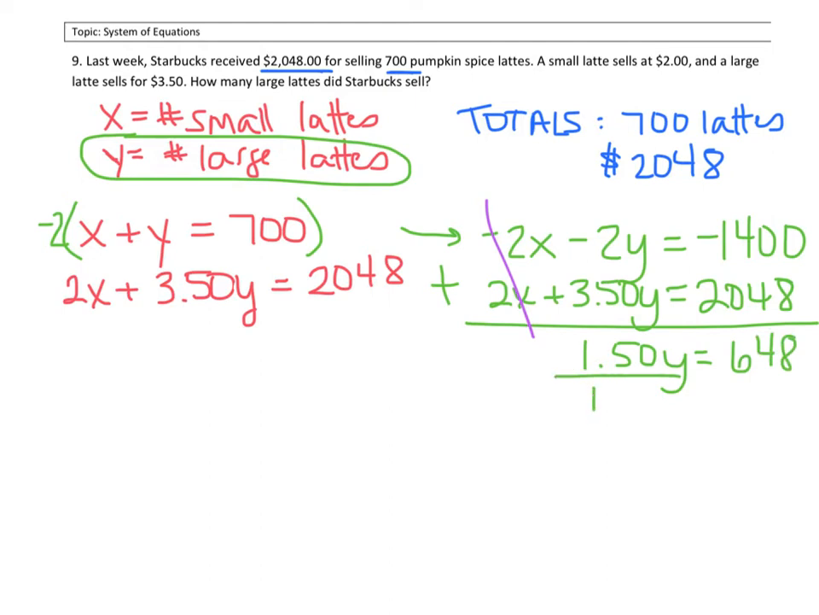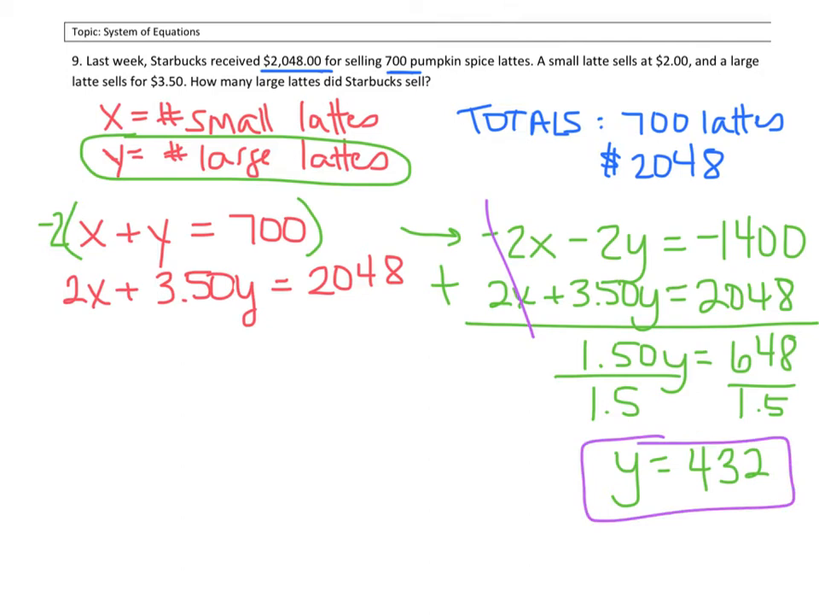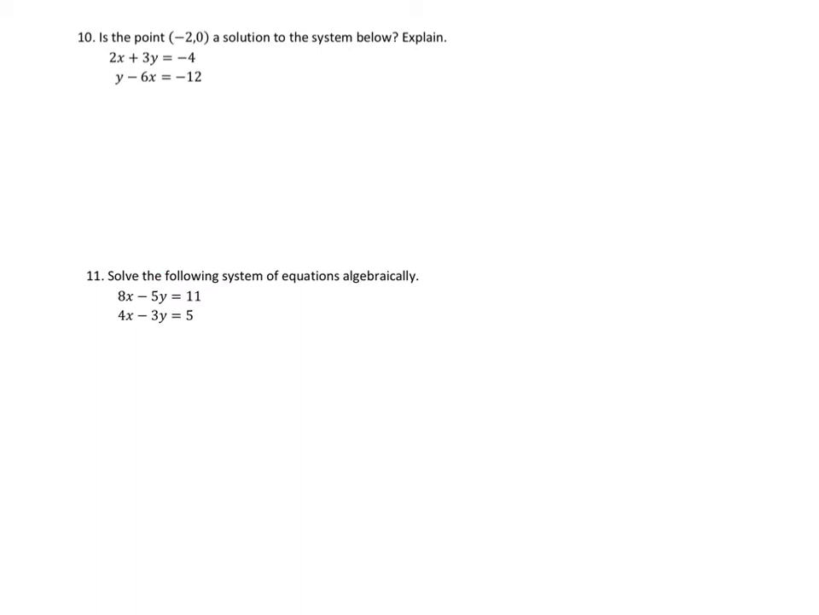I'm going to divide by 1.5 on both sides, and I get y to be 432. Now, this problem is only asking specifically for, like I said, the large lattes. I have solved for y. That is the number of large lattes, so I am done. 432 is my answer.